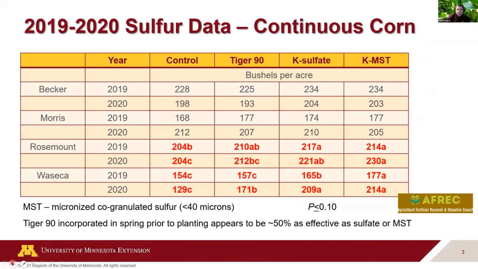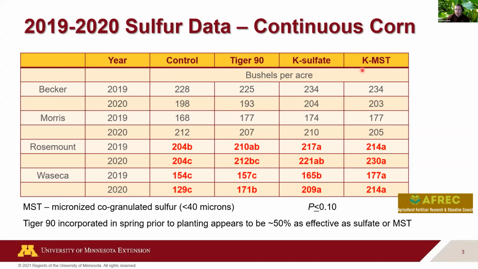So one of the key studies that I'm doing right now, working with Africa, we set up starting back in 2019, looking at sources and rates of sulfur in continuous corn production. I use continuous corn because that tends to be where we see consistent responses in many of our studies. We set this up at 4 locations. These are plots where we're continually applying the same treatments in the same plots year after year. The data I'm showing right now are the source data. Within our sources, we have our control, or no sulfur treatment. We have Tiger 90, potassium sulfate, and you're going to see this MST.